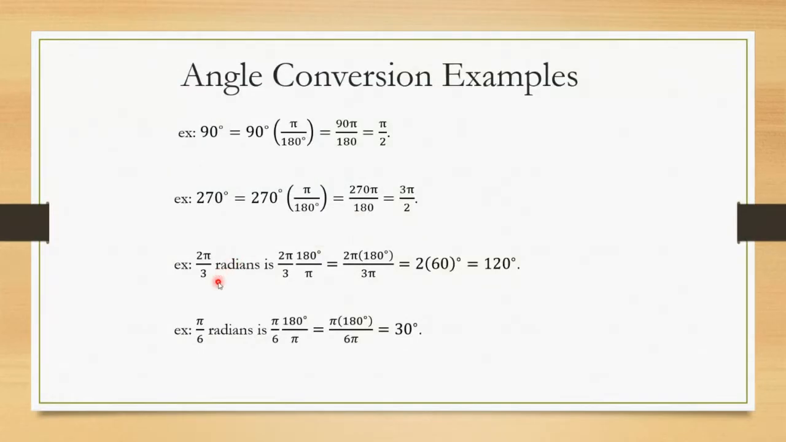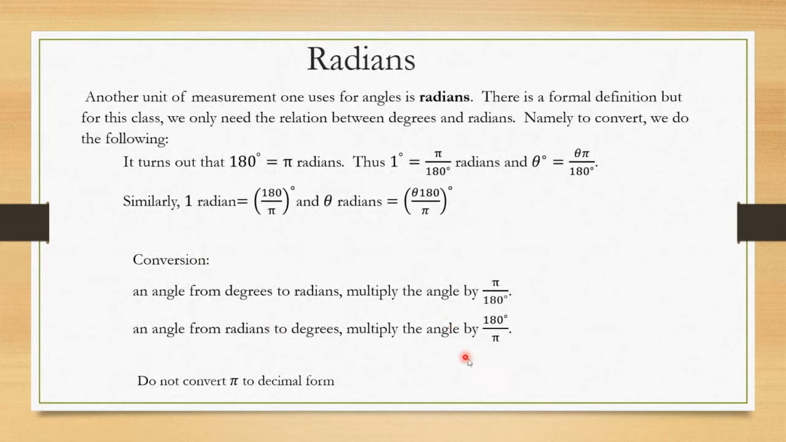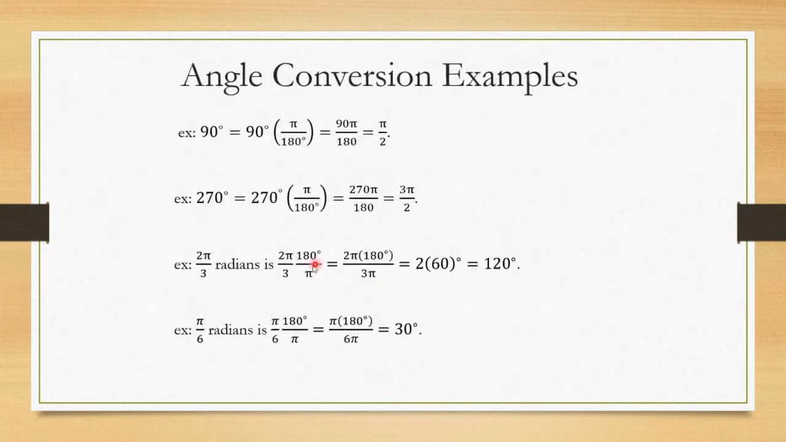2 pi over 3 radians, right? But now we're in radians, okay? So now to convert to degrees, you're going to multiply by 180 degrees over pi. So that's what you do here. 180 degrees over pi. So we do that, we get this. What we do when we do that, the pi's cancel, right? Pi does represent a number, and you end up with this product. You get 2 times 180 degrees over 3, which is 2 times 60 degrees, which is 120 degrees. Okay?